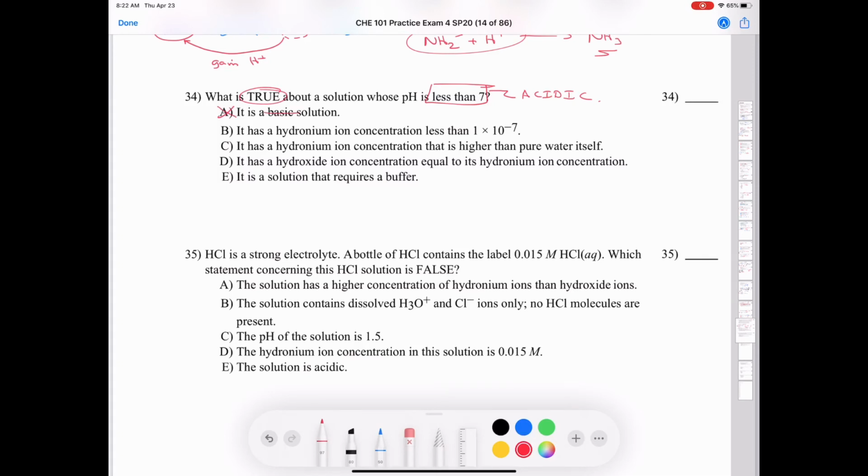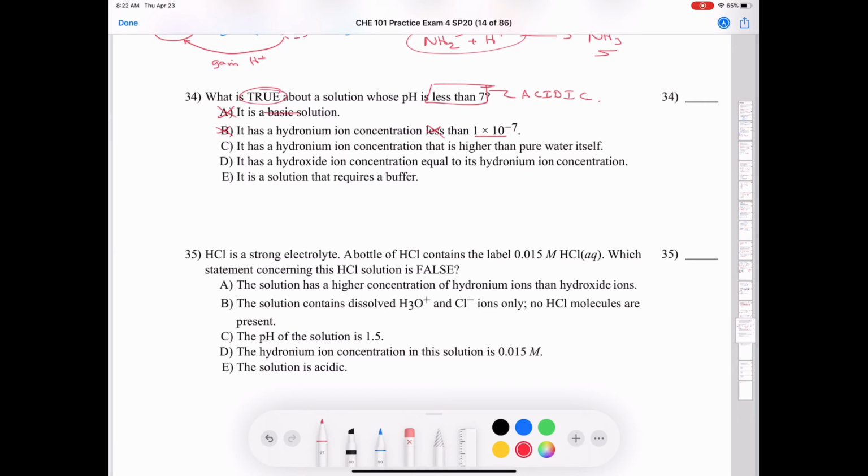Therefore, if we're looking for a true statement, A is definitely not true because it is an acidic solution, not a basic solution. The next one says it has a hydronium ion concentration less than 1 times 10 to the minus 7. 1 times 10 to the minus 7 molar would be the concentration of hydronium at a neutral pH of 7, because if you take pH equal to minus log of 1 times 10 to the minus 7, you get a pH of 7. And since the pH is less than 7, the hydronium ion concentration would have to be more. Therefore, this is not a true statement.